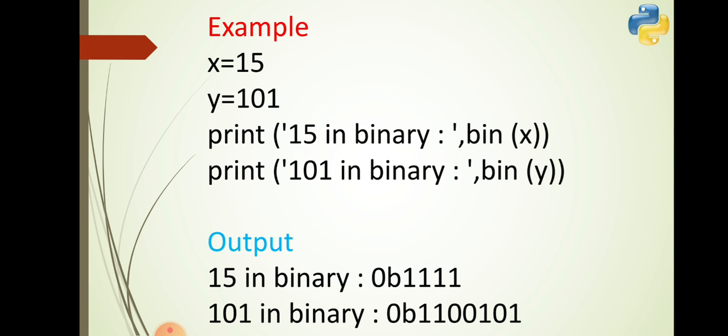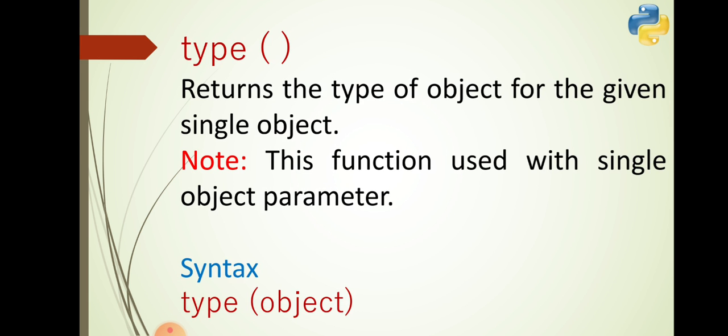So bin of x 15 உடைய ASCII வேல்யூ என்ன, 2 டிவைட் பண்ணி பார்த்தீங்கன்னா 1111 அப்படின்னு சொல்லிட்டு வரும் இல்லையா. அதே மாதிரி 101. ஸோ 101 உடைய ASCII வேல்யூ என்ன, 1100101. So instead of in prefix, the 0B it will be added. So 0B means binary. So that is the usages of bin functions.